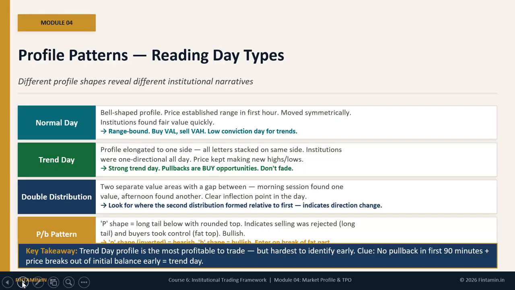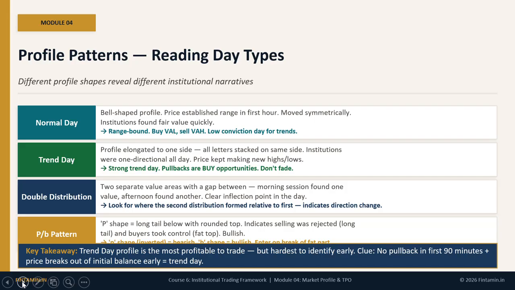Double distribution. Two distinct value areas separated by a gap. A thin area of low TPO count. This represents an inflection point. The market changed opinion mid-session. Very significant for next day reference.